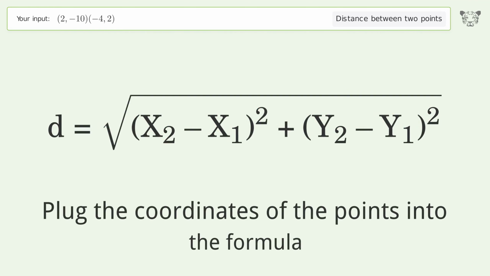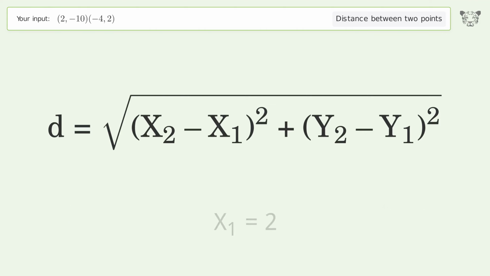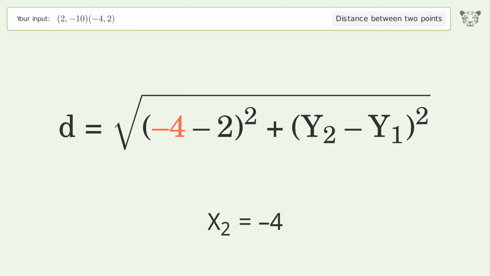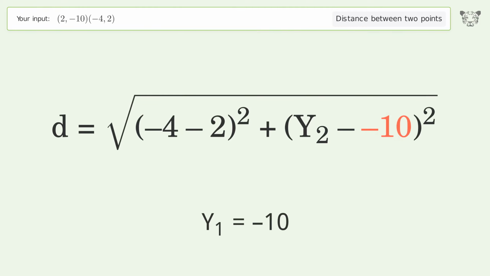Plug the coordinates of the points into the formula. x1 equals 2. x2 equals -4. y1 equals -10. y2 equals 2.